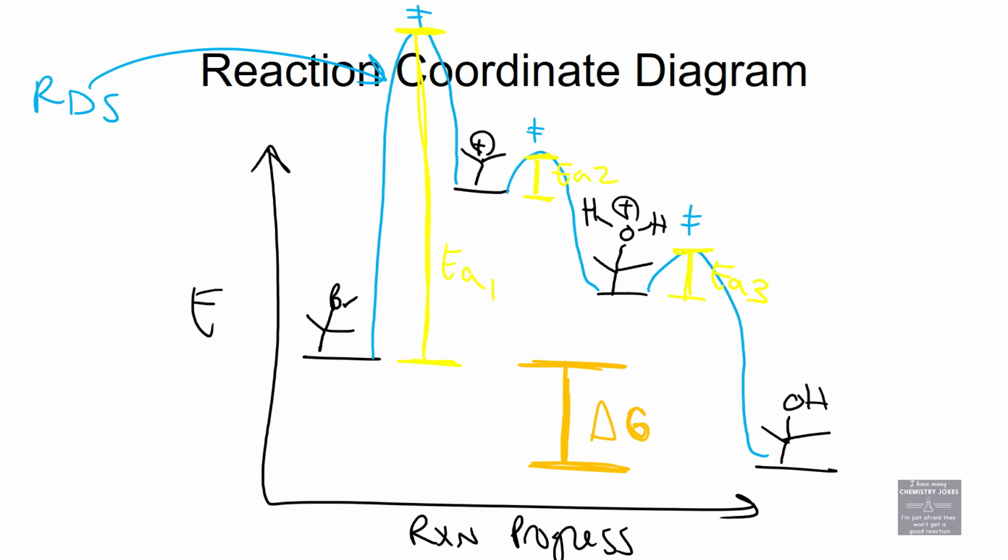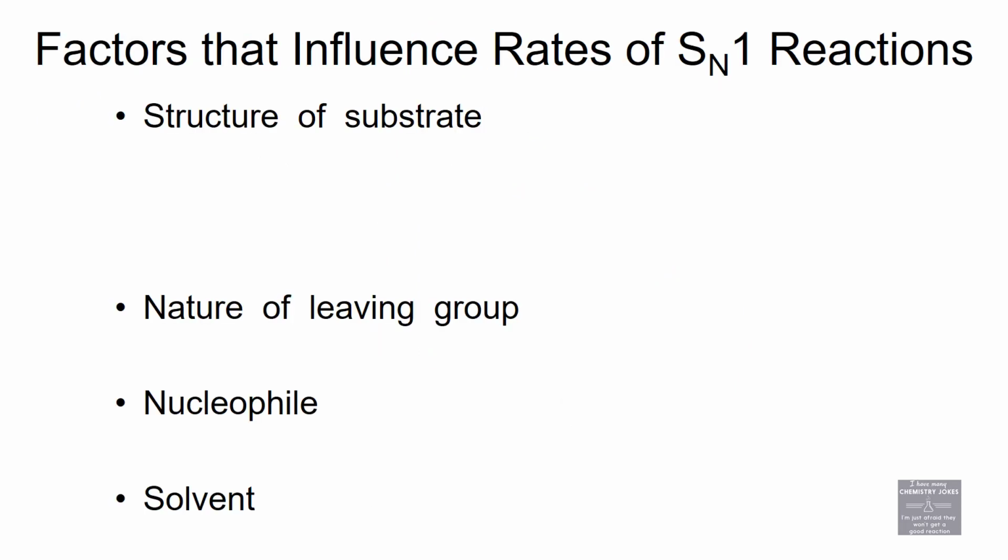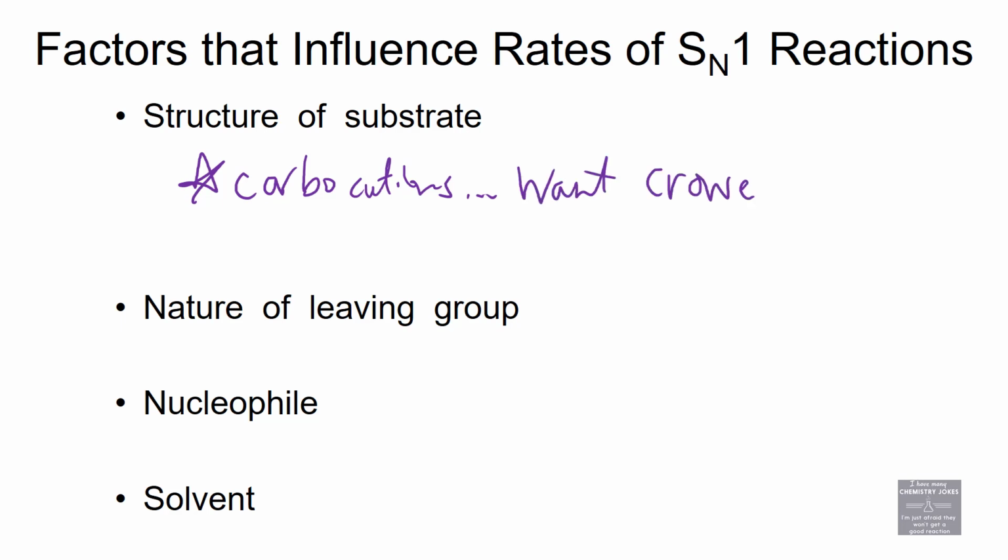Okay. There are several factors that influence the rate of SN1 reactions. Does this list look familiar? It's the same kind of list that the previous SN2 had. We don't go through all the specifics, but highlight a few things, because we're making carbocations, we actually want crowded substrates. No social distancing in SN1 reactions.